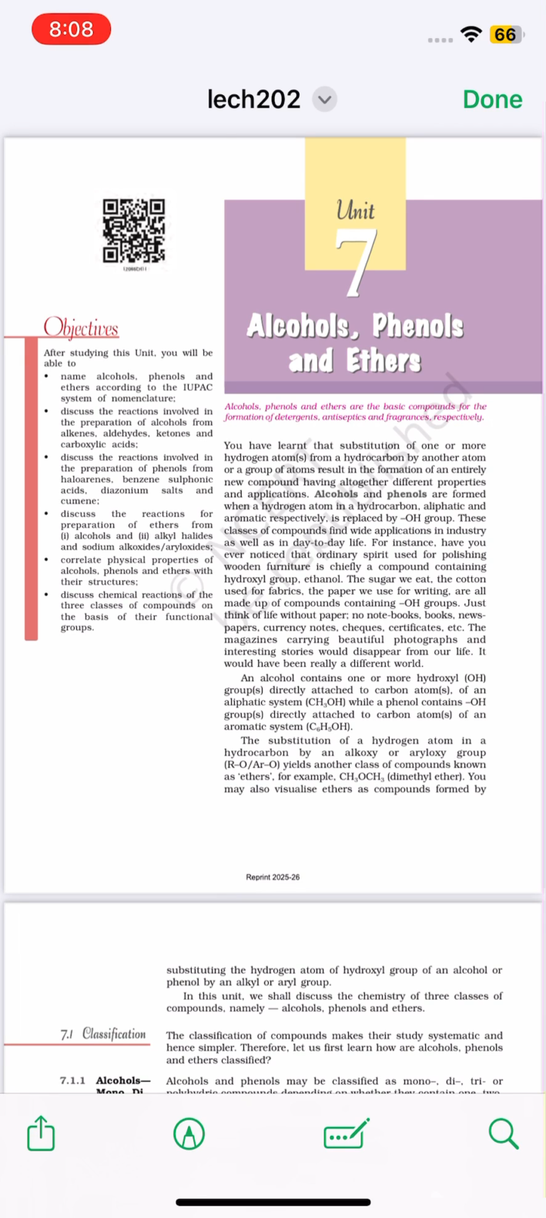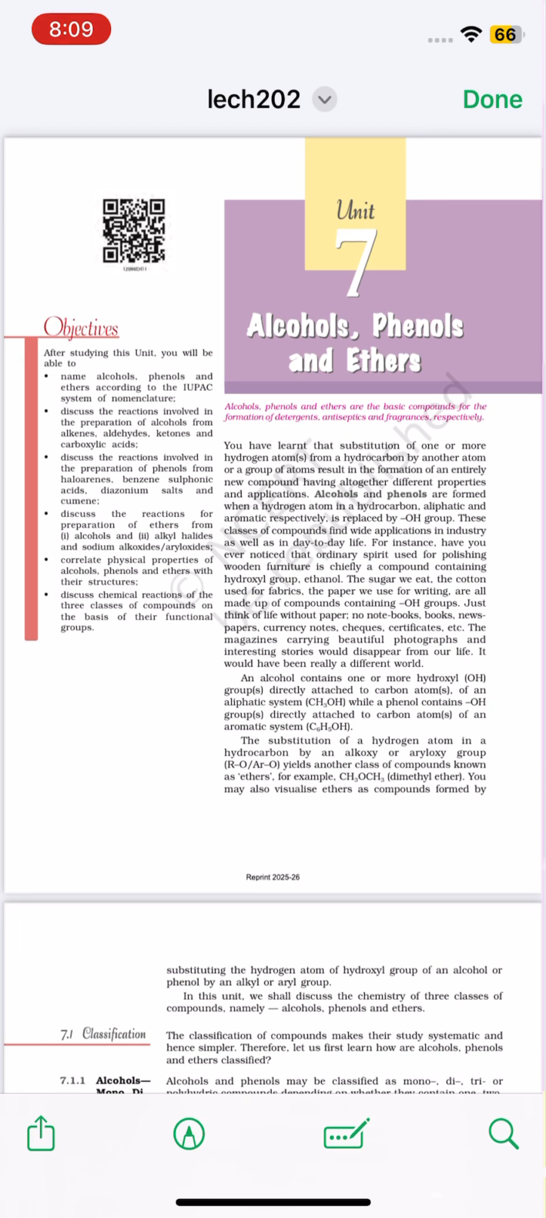Today I am going to read the chapter Alcohols, Phenols and Ethers of class 12th Organic Chemistry. Alcohols, phenols and ethers are the basic compounds for the formation of detergents, antiseptics and fragrances respectively.